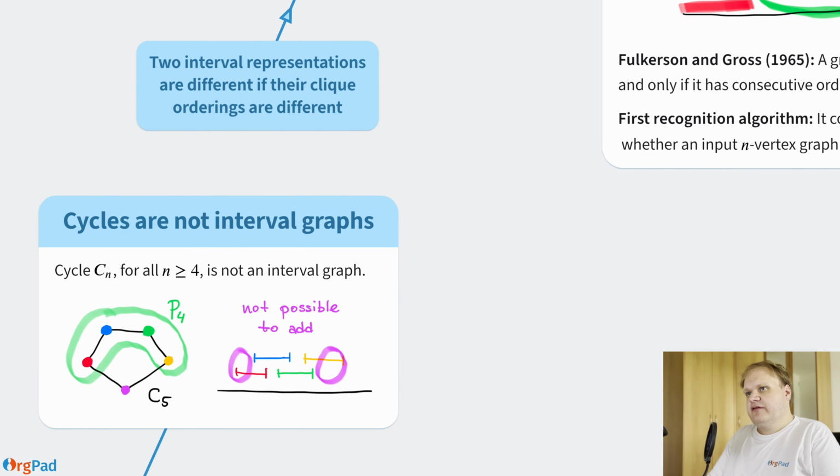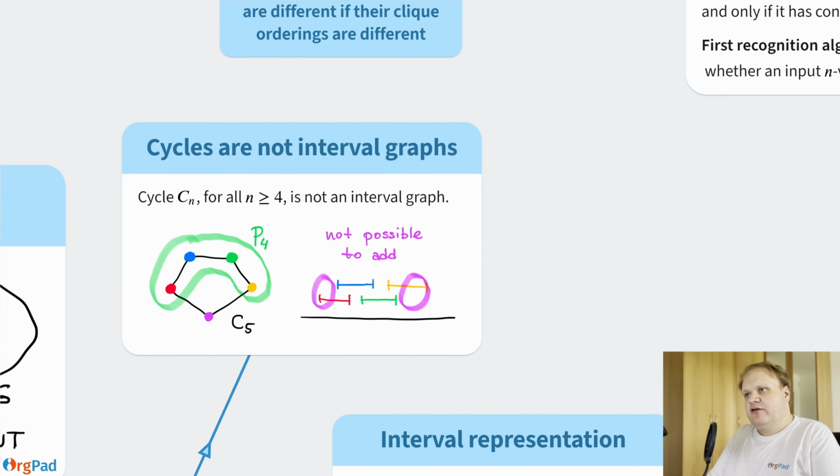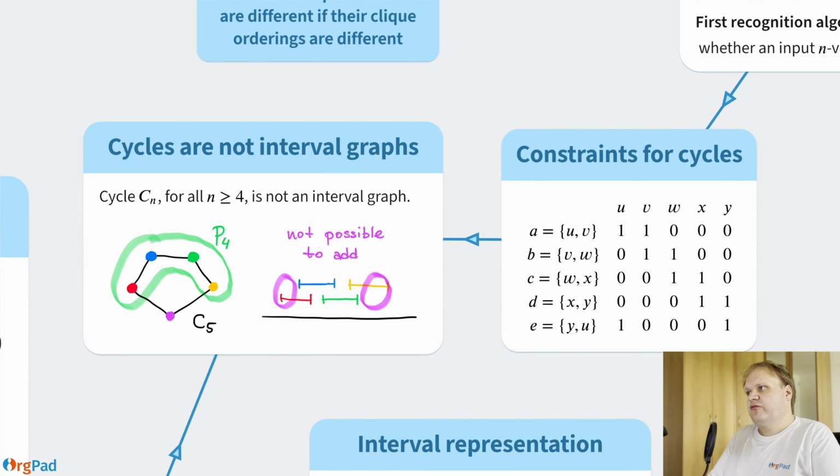On the other hand, we already know that cycles are not interval graphs. So if we consider the situation for the 5 cycle, it has 5 maximal cliques, and the matrix looks like this, and no matter how you reorder it, at least one of the vertices will be split. So in this case, the cliques for U do not appear consecutively. We have 1, 0, 0, 0, and 1.